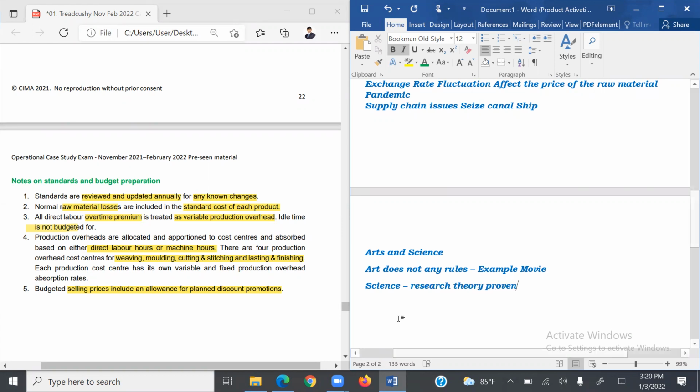So students, management accounting is a combination of an art and a science. You do not have any limit as well, and you can prove it logically. Are you getting that point of view, students?